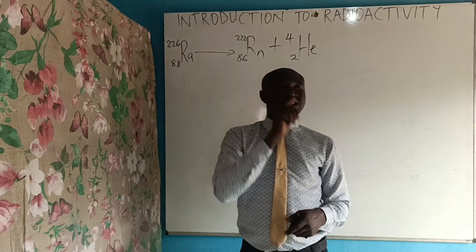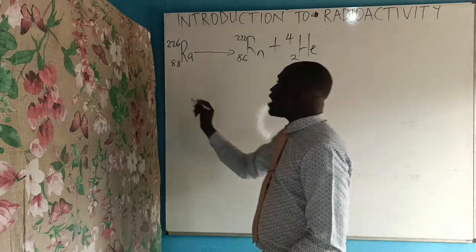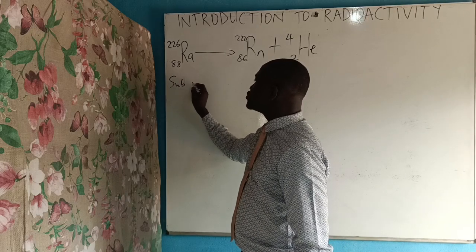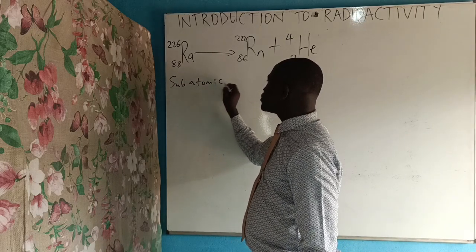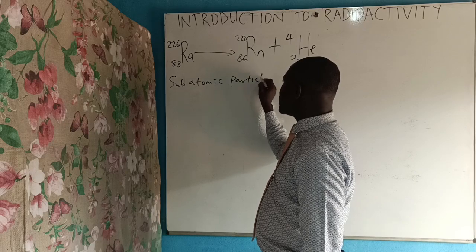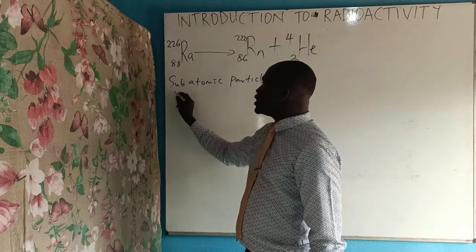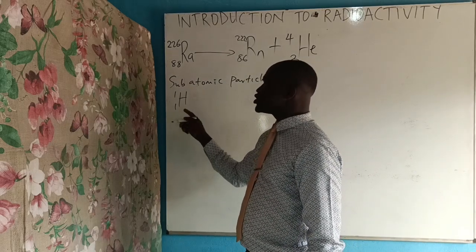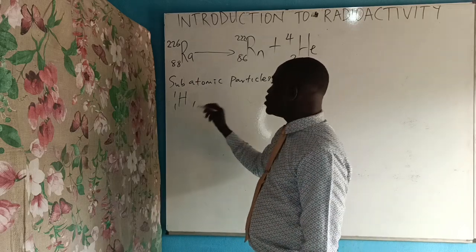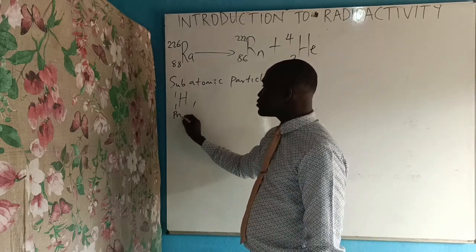It is important to note that we have subatomic particles in this radioactivity. One is the proton. This is called proton. Then the other one, this is for proton.